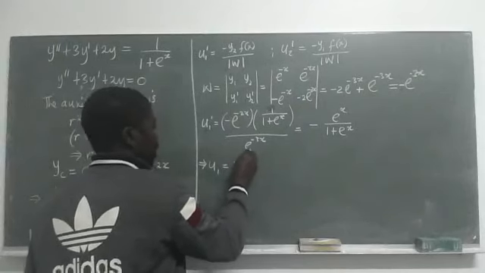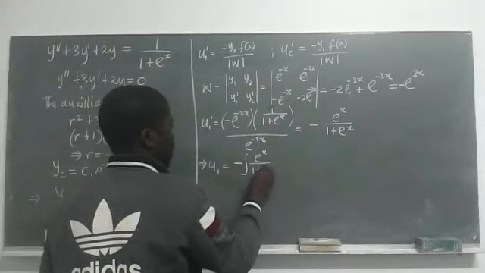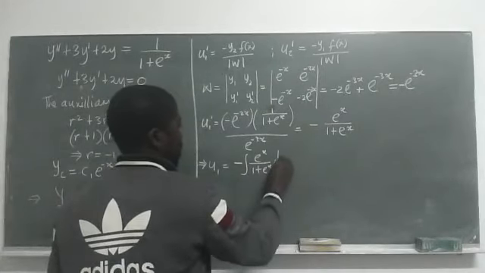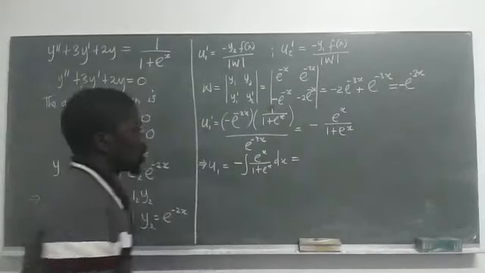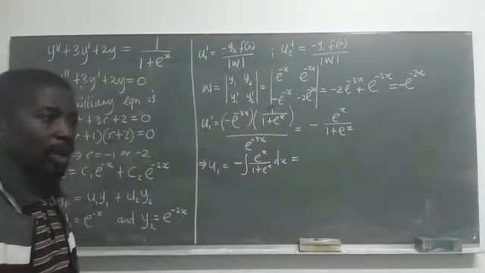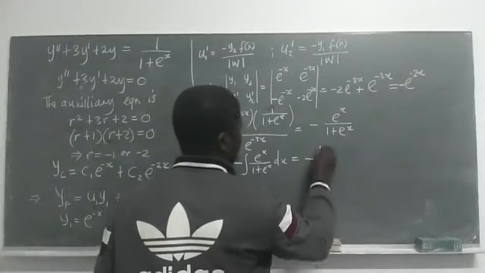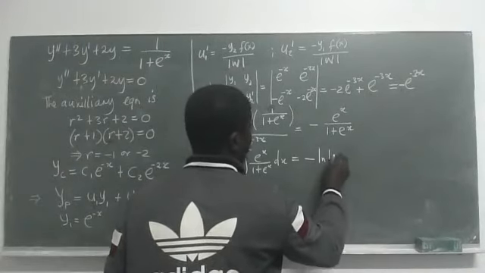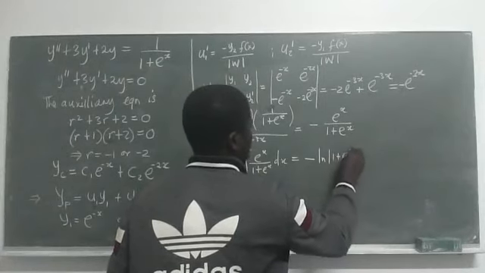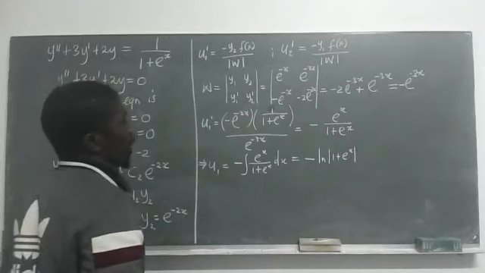So this negative integral of e to the x over 1 plus e to the x dx. As you can see, guys, if I differentiate the denominator, I get the numerator. So we apply that rule of integration, which says this will transform to negative ln of modulus 1 plus e to the x. I found u1.